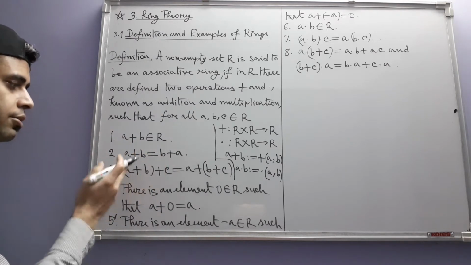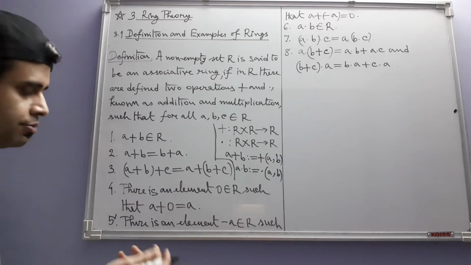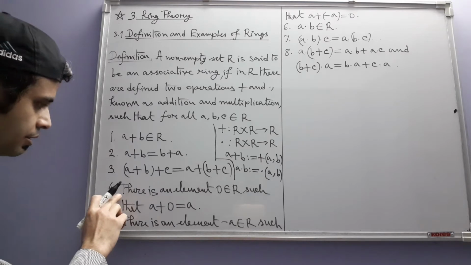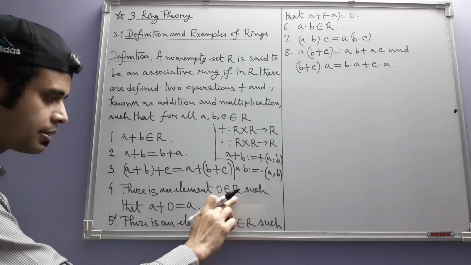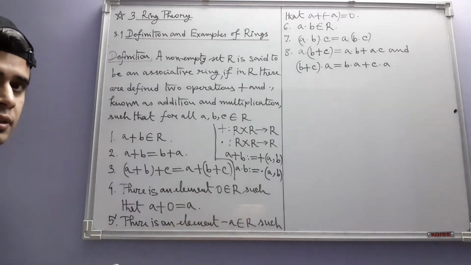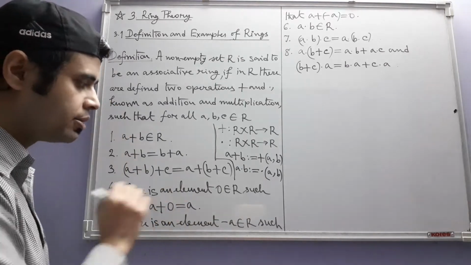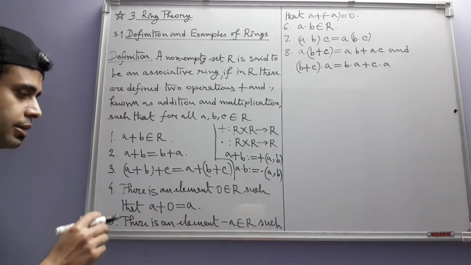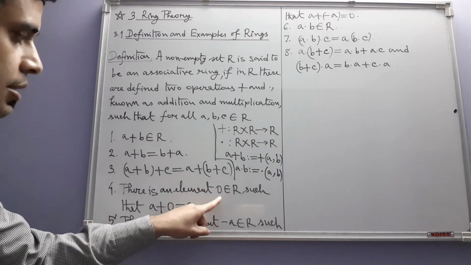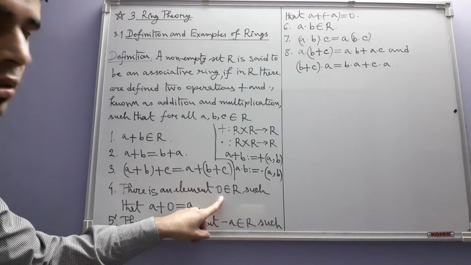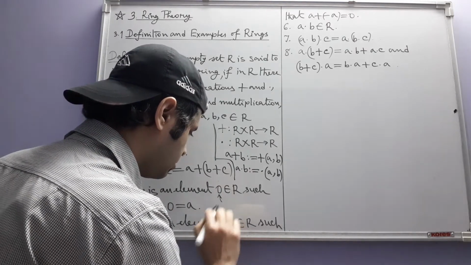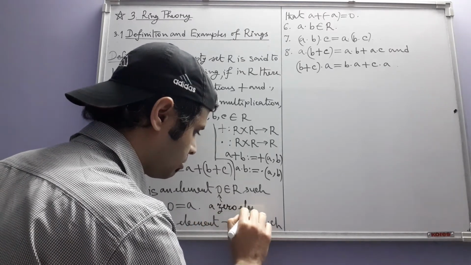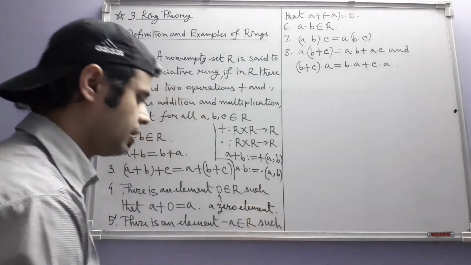This you already know. It says that addition is commutative. This one says that addition is associative. This one says that R has an additive identity. If I use group theoretic terminology, this is an additive identity. In the context of rings, this is called a zero element. Let me write it here. A zero element.